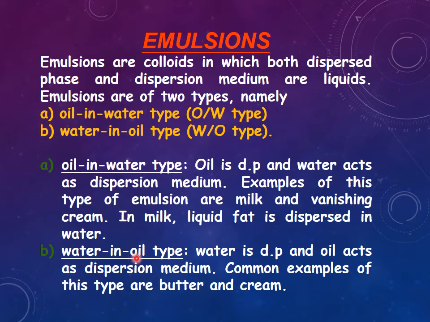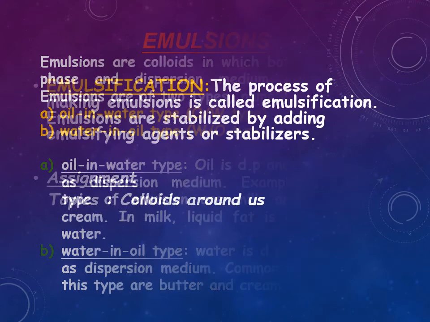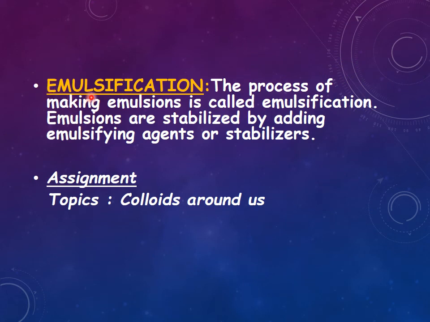Water in oil type. In these colloids, water is the dispersed phase and oil acts as the dispersion medium. Common examples of this type are butter and cream. Emulsification. The process of making emulsions is called emulsification. Emulsions are stabilized by adding emulsifying agents or stabilizers.